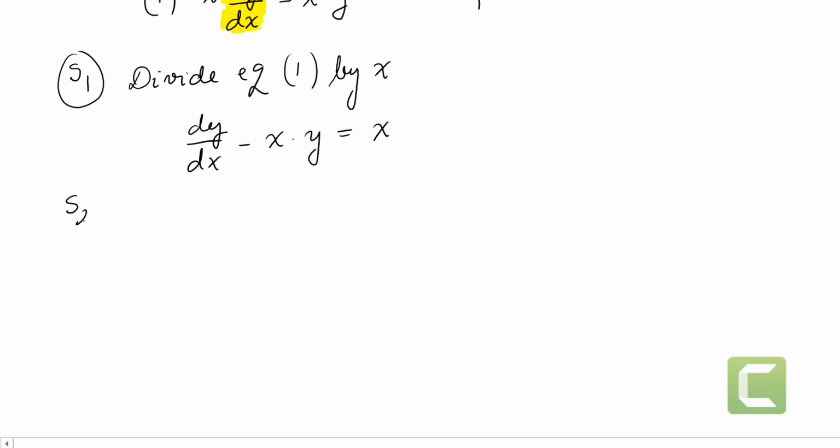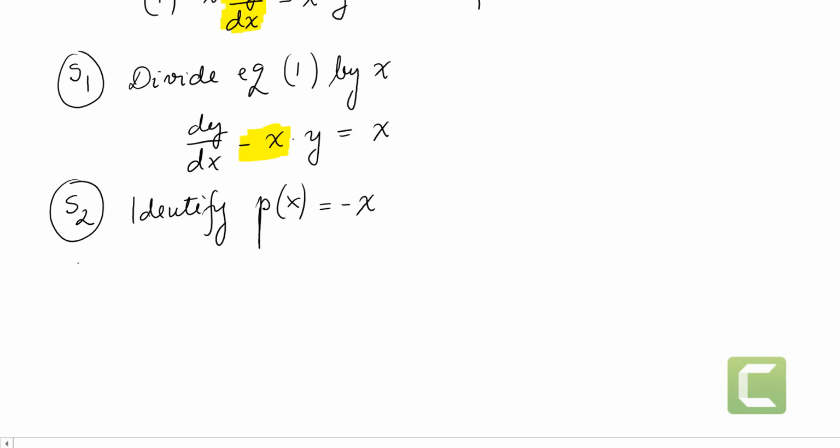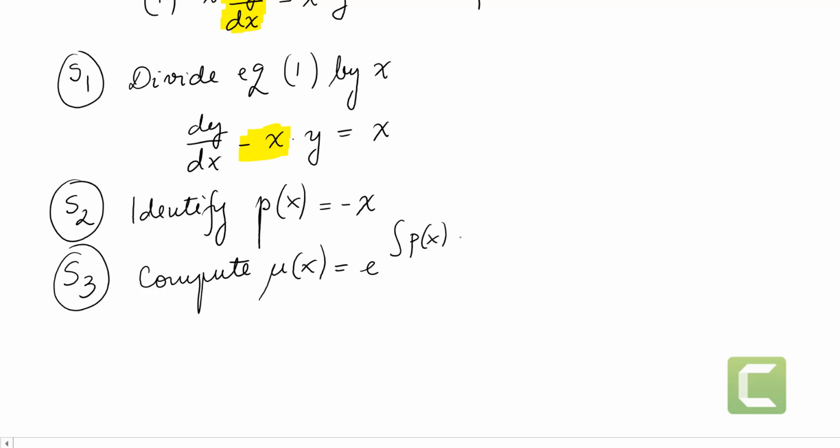Step 2, identify p of x. So p of x is the function that is multiplied by y. So p of x in our case is negative x. Step 3, compute mu of x, which is equal to e to the integral of p of x dx.